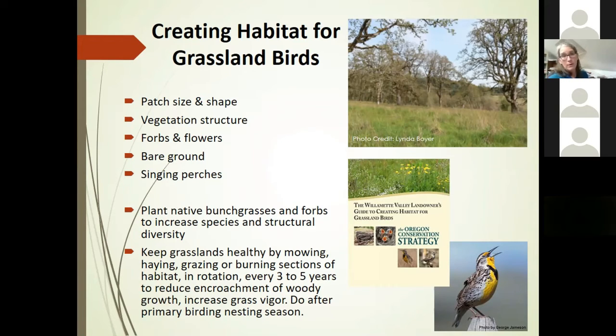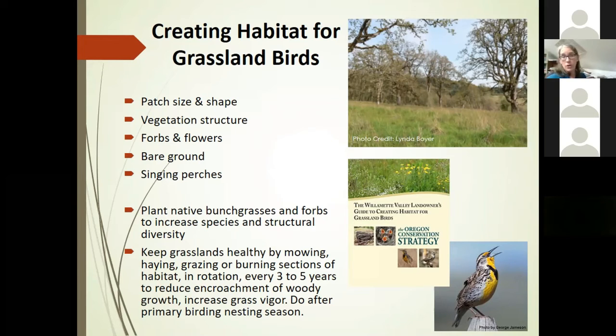So grassland birds are in trouble because of the grassland habitat loss, and the amount, but also it's been fragmented, and a lot of our grassland species need large patches. They also need patches of bare ground, or those grassland areas need areas of bare ground to provide the structure and spots for those birds to build their nests. And then singing perches are also important to grassland bird species.